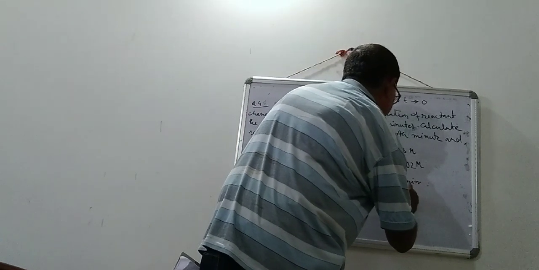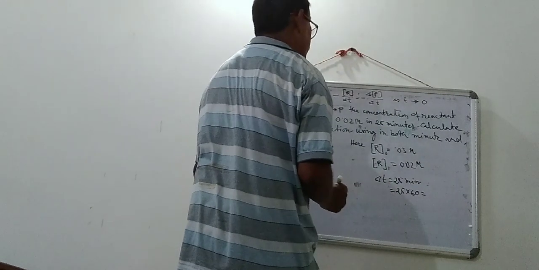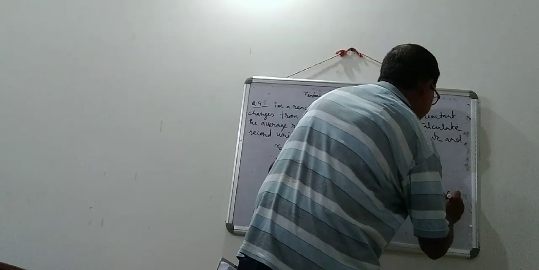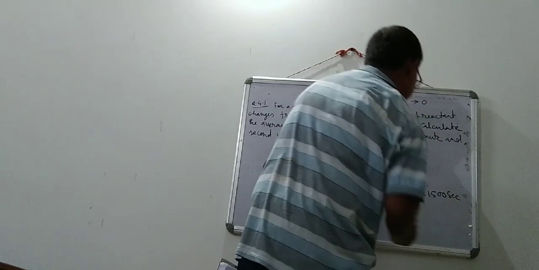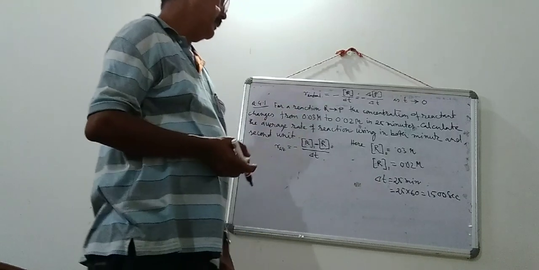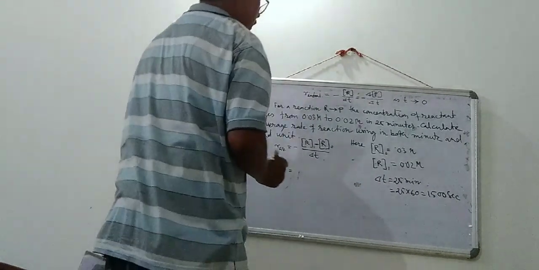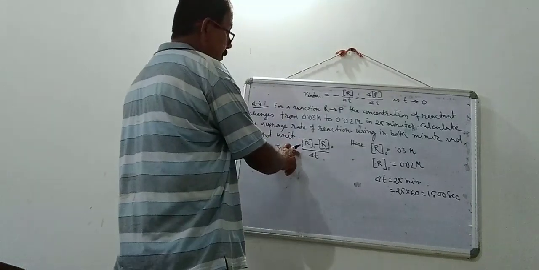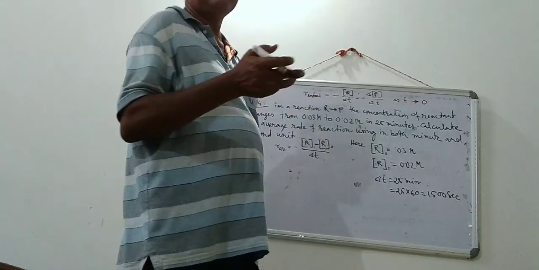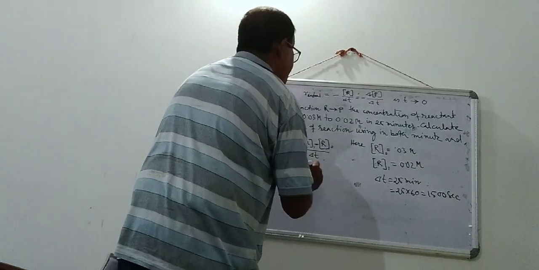Delta T equal to 25 into 60 equal to 1500 seconds. Right. Again, why did we put these values? It is very easy. Here, we know why this minus symbol: because when the reaction starts, the concentration of the reactant decreases, so minus.